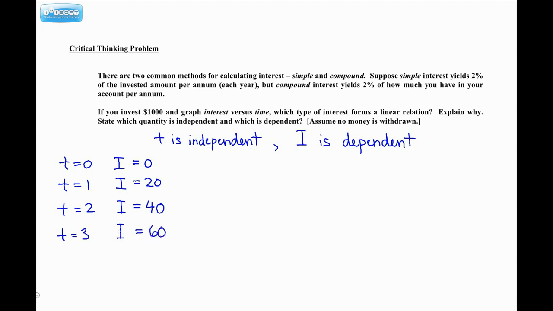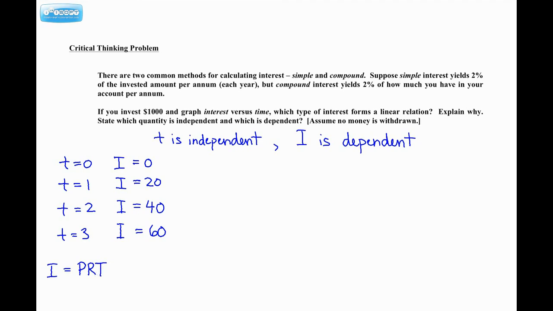You can also use this formula. You may have seen this before. This is a formula for simple interest. I equals principal, which is the original amount you invested, so that would be the $1,000, times the rate, so that would be my percentage, which you'd write as a decimal, and times the time. So that's actually another formula that you can use.